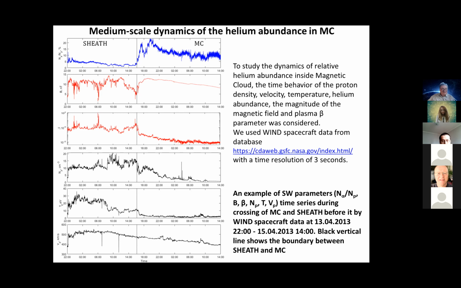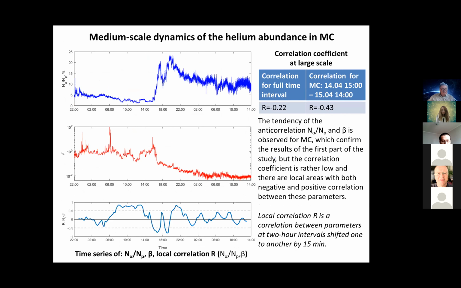The helium abundance rises sharply at the boundary and remains increased in comparison with the sheath. You can also see the regularity of the magnetic field in the magnetic cloud. In addition to the time series of the parameters, the bottom panel of the figure shows the time series of the local correlation. This is the correlation between two parameters, which is calculated for separate 2-hour intervals. Analysis of the behavior of this correlation makes it possible to distinguish the medium-scale structures.